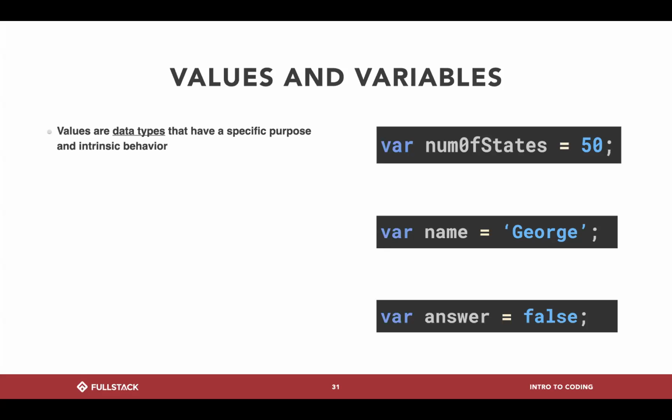Values are data types that have a specific purpose and intrinsic behavior. So a number, a word, a true or false value, they have an intrinsic type of behavior. A variable is an identifier or a label for a value.